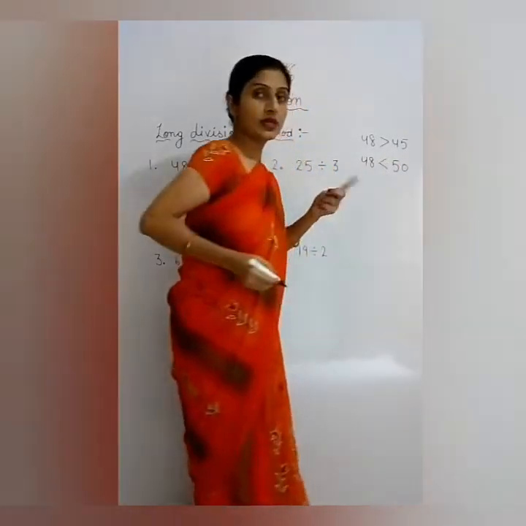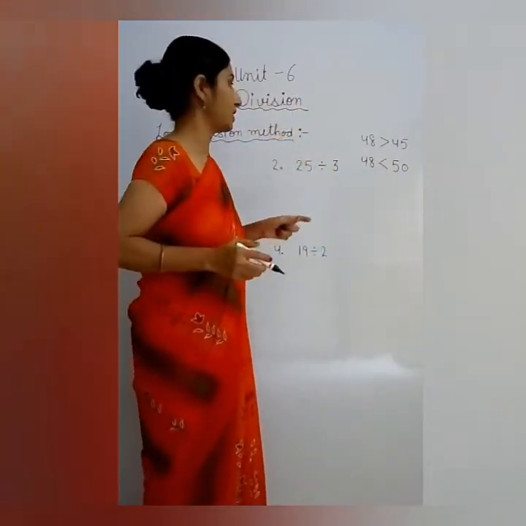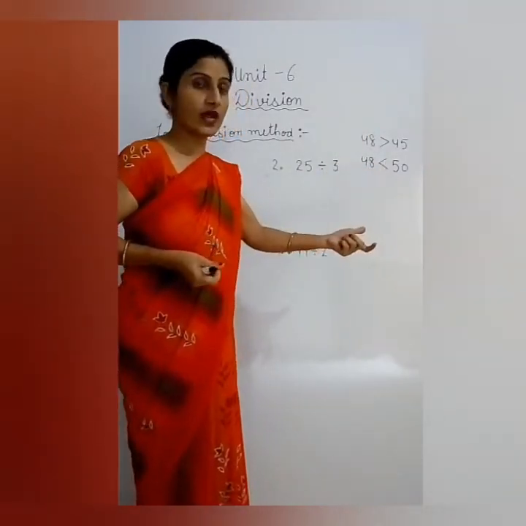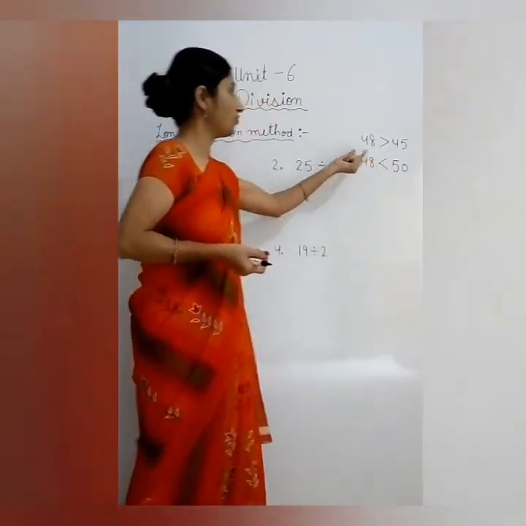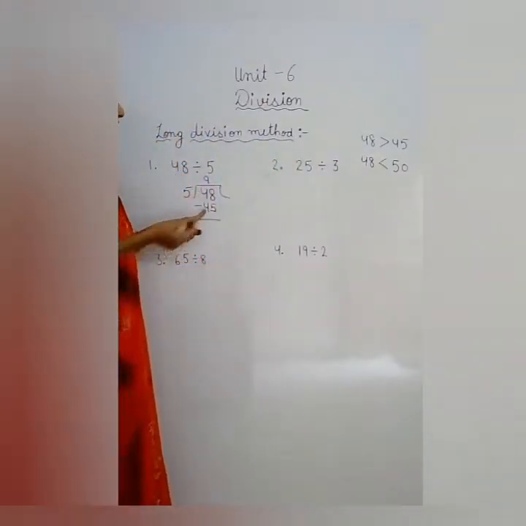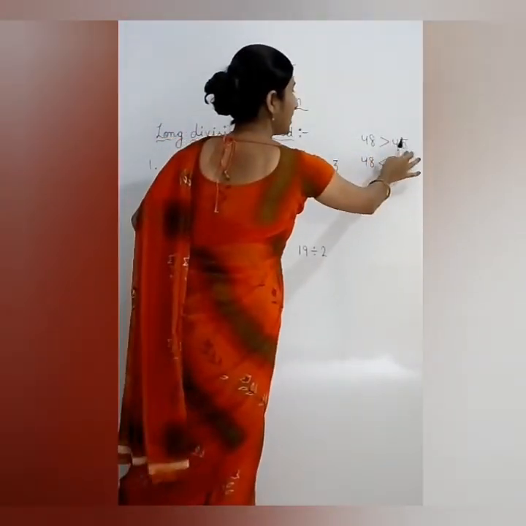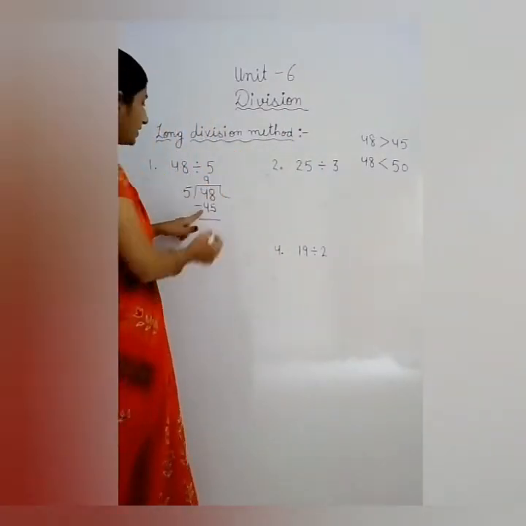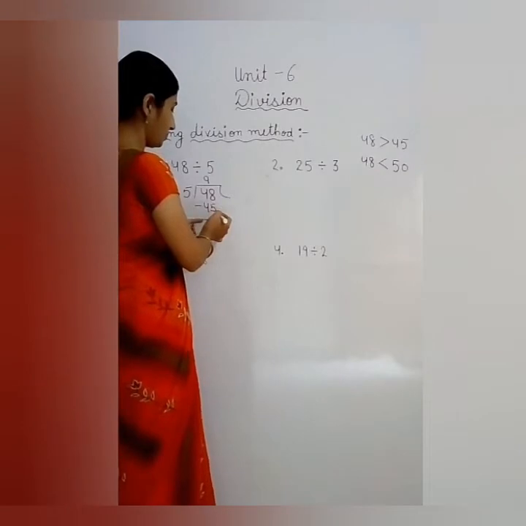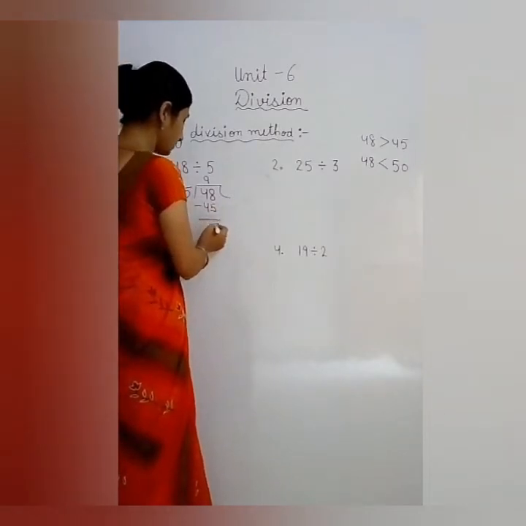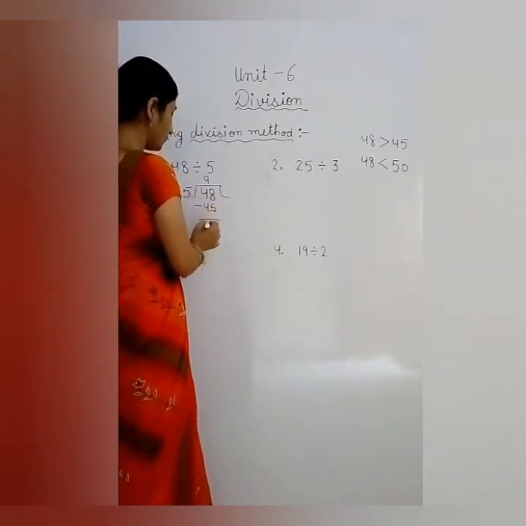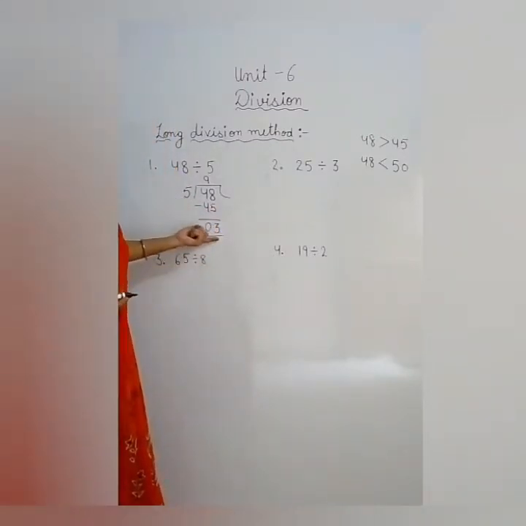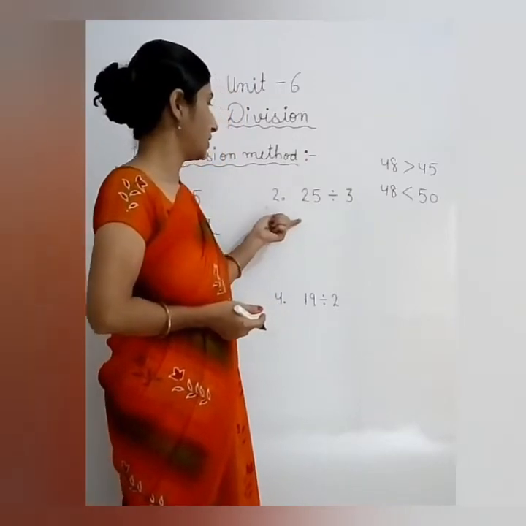You know that when we subtract, we always subtract the smaller number from the bigger number. So 48 minus 45, therefore we will take 45. 5 9s are 45. Now we subtract 8 minus 5. What is our answer? 3. And 4 minus 4 is 0. So what is our remainder? 3.